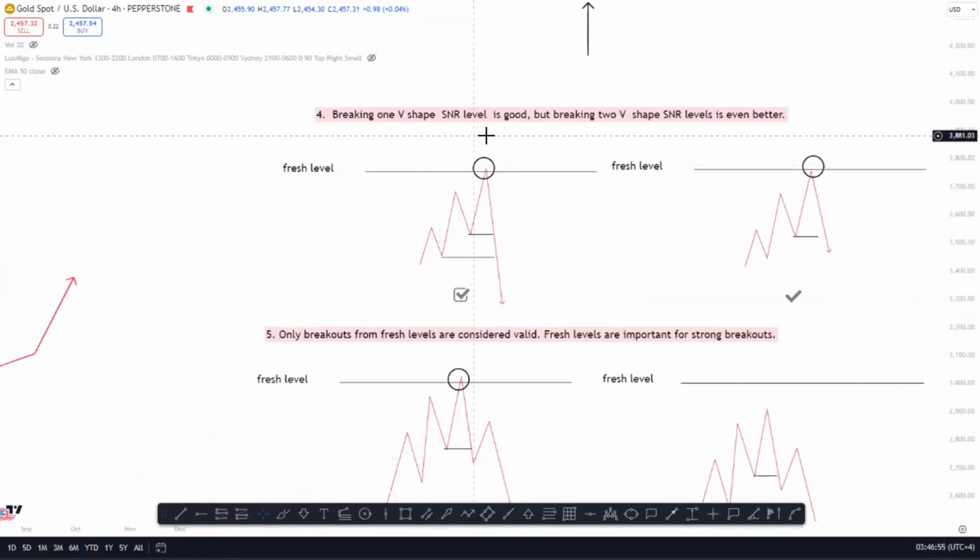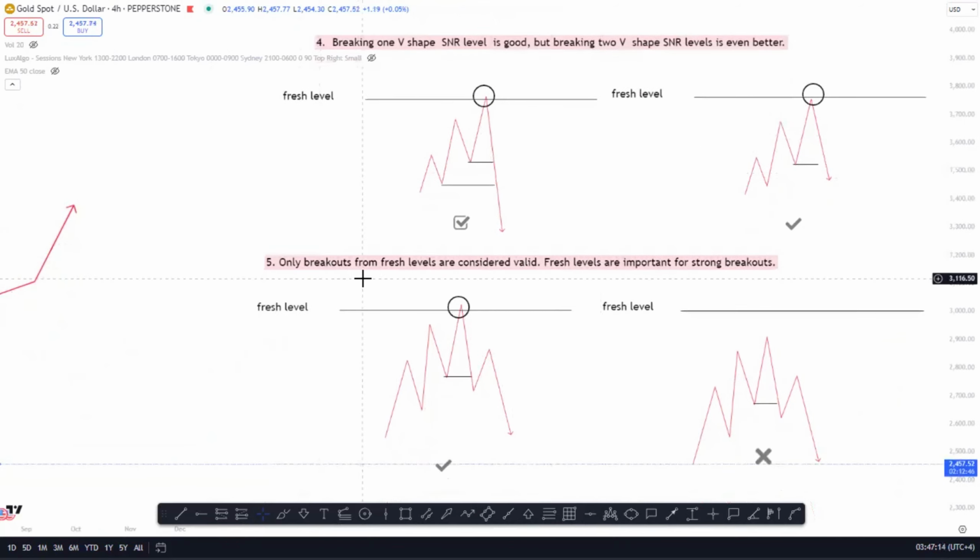Breaking one V-shape SNR level is good, but breaking two V-shape SNR levels is even better. When the price breaks two V-shape SNR levels, it makes our bearish breakout more valid, and it's a good confirmation that we have changed from bullish trend to bearish trend.